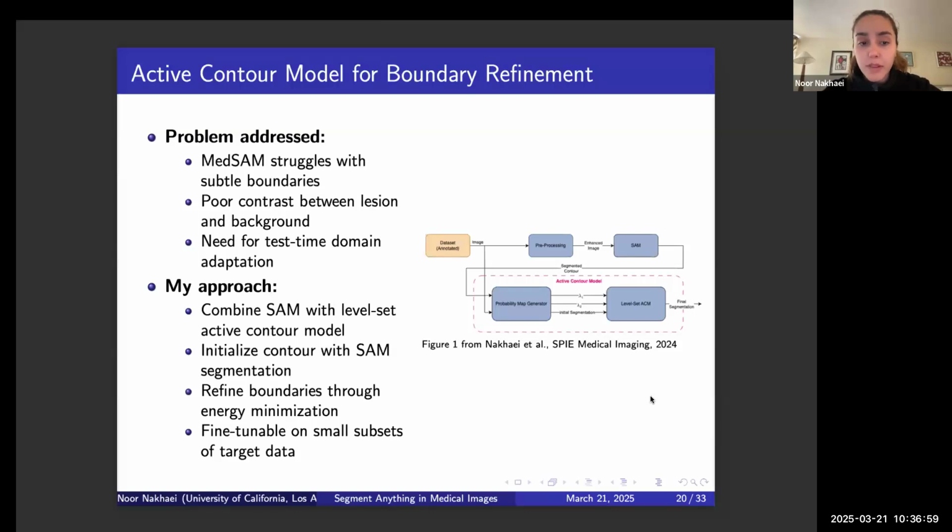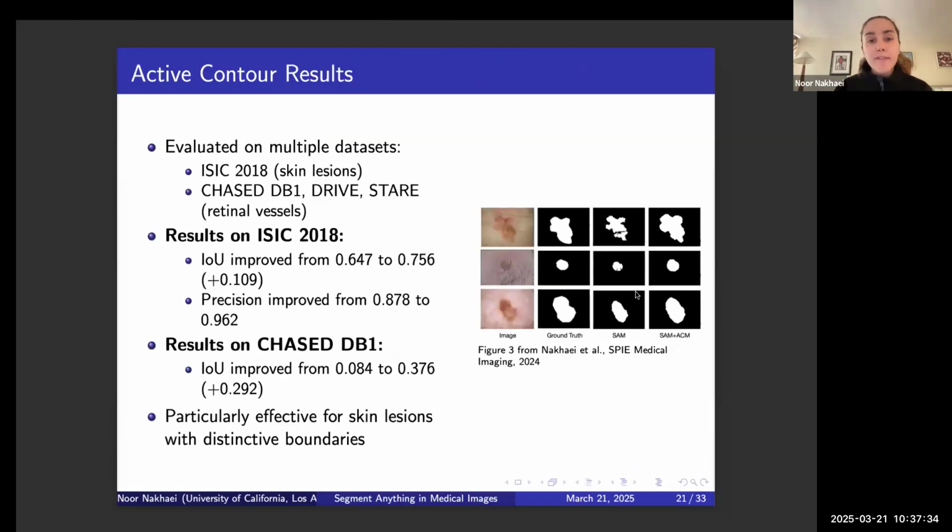So we combined SAM with level set active contour models. In the pipeline, we first initialize the contour with the SAM segmentation, very similar to the clinical workflow that we talked about. Then we refine the boundaries, but instead of doing it manually, we do it through energy minimization and through the active contour model. Again, this approach is test time adaptation, so it's fine-tunable on small subsets of target data. We evaluated on 4 different data sets.